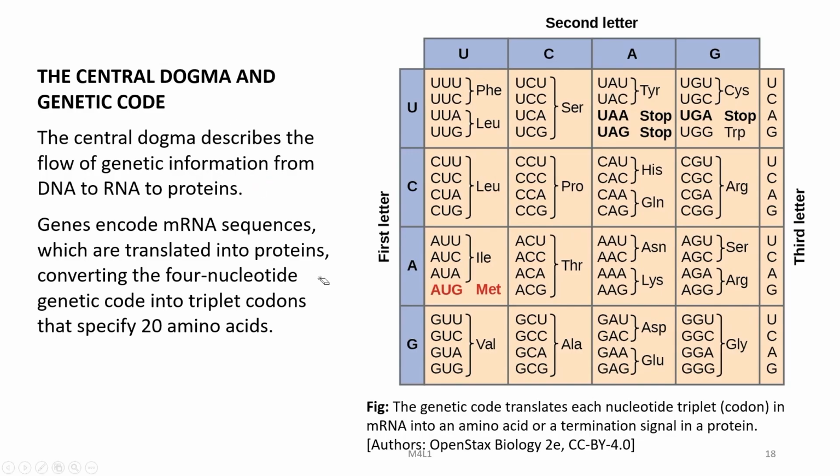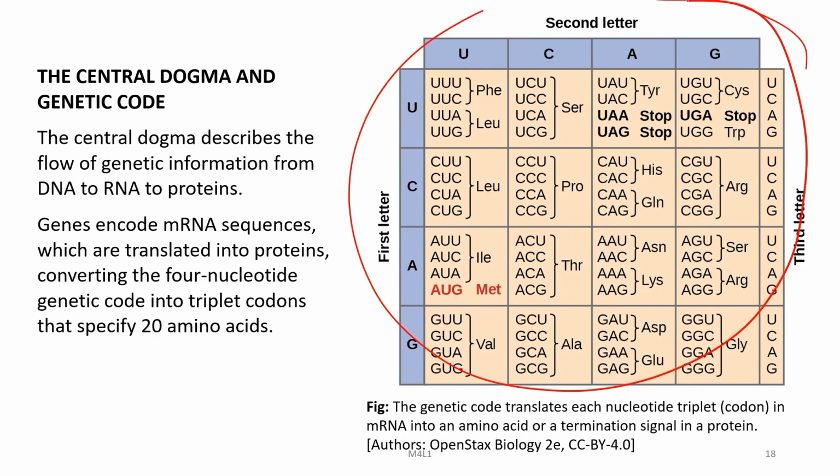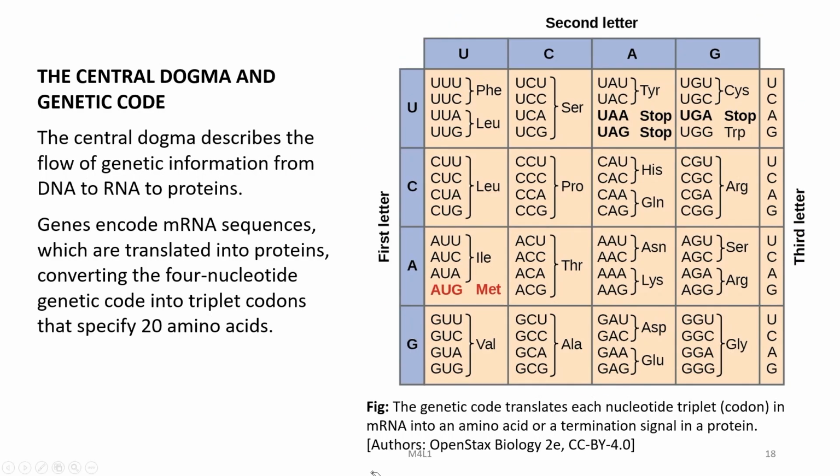Genes encode mRNA sequences which are translated into proteins, converting the 4 nucleotide genetic code into triplet codons that specify around 20 amino acids. This table describes the different genetic codes against corresponding amino acids. For example, if we have 3 U's, first place U, second place U, third place U, this will code for phenylalanine.